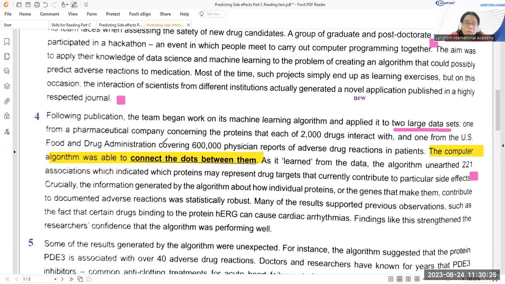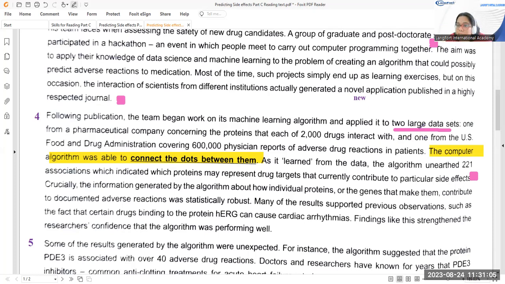And another set of data came from the US Food and Drug Administration, and it covered 600,000 physician reports about side effects of negative drug reactions in patients. So they developed an algorithm and applied it to two different sets of data. One was collected from a pharmaceutical company, about proteins that interacted with 2,000 medications, and the other was from the US Food and Drug Administration, which covered 600,000 reports from doctors about negative drug reactions in patients.